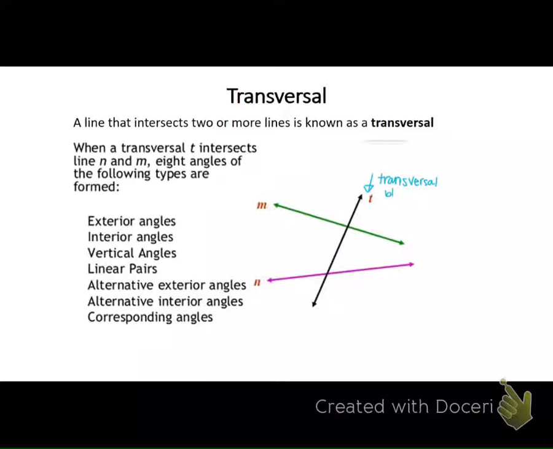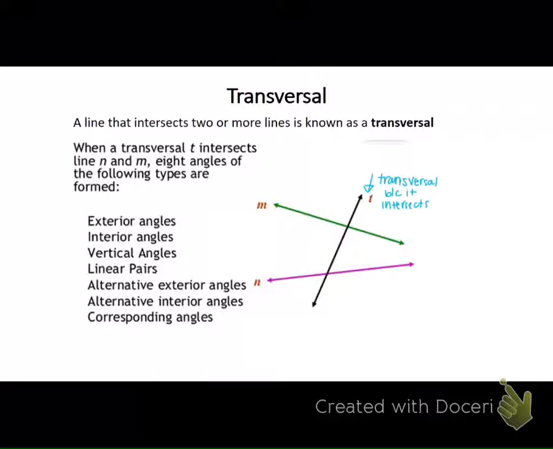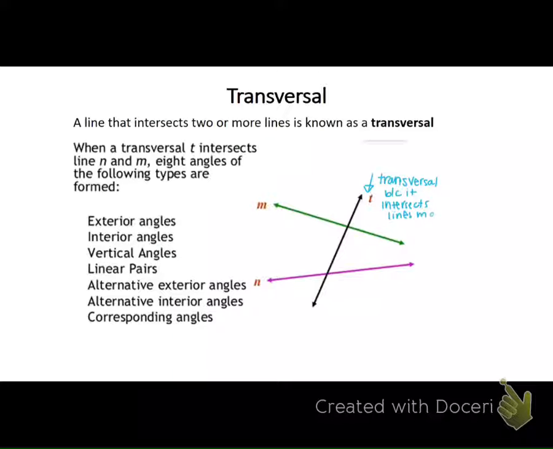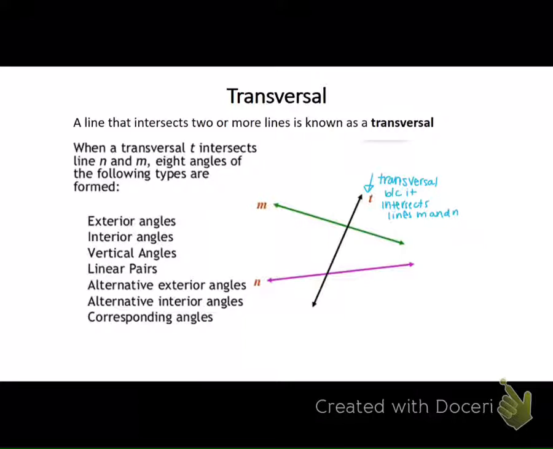And it's because it intersects lines N and M. So it must intersect two or more lines. In this case, it's intersecting lines N and M. So it is the transversal.